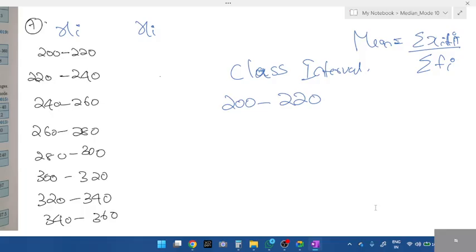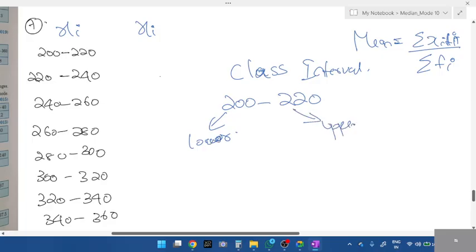Yeah, tell me, students. This is class interval. The reason is, can you see lower limit is given? Lower limit, and 220 is upper limit. Using this, we can plot graph. For graph, this is fine. For graph, we take class interval. This is what you call class interval. For graph, class interval is fine.